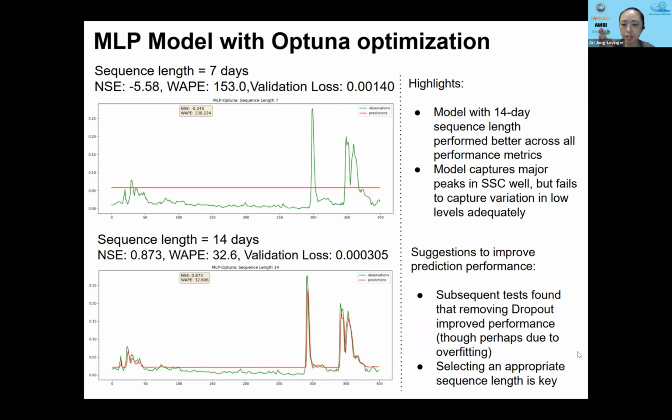Essentially, we think the look back window was not long enough for the model to understand what was going on. But using a sequence length of 14 days, the model was actually able to capture the timing of peaks pretty well, even though it wasn't able to capture low and base flow levels very well. And so selecting an appropriate sequence length is key.